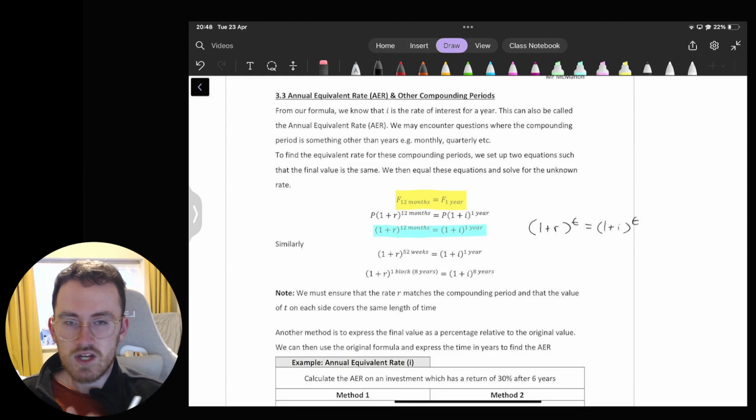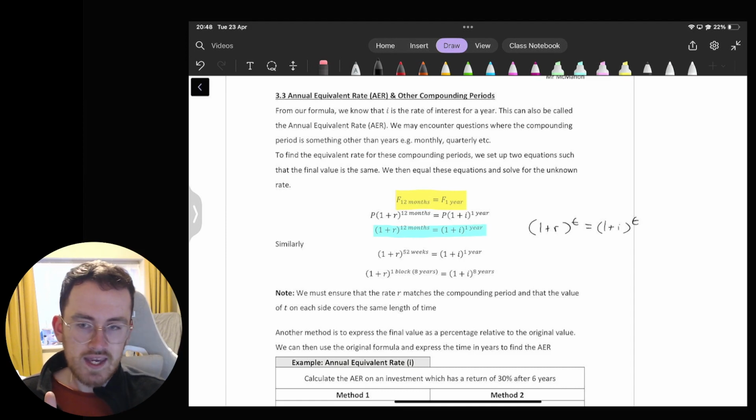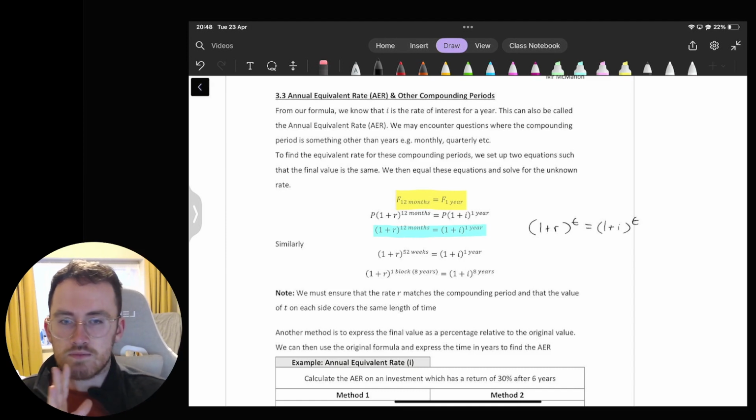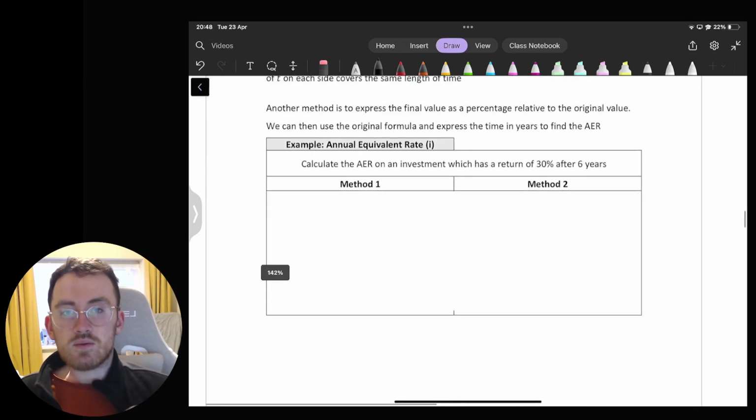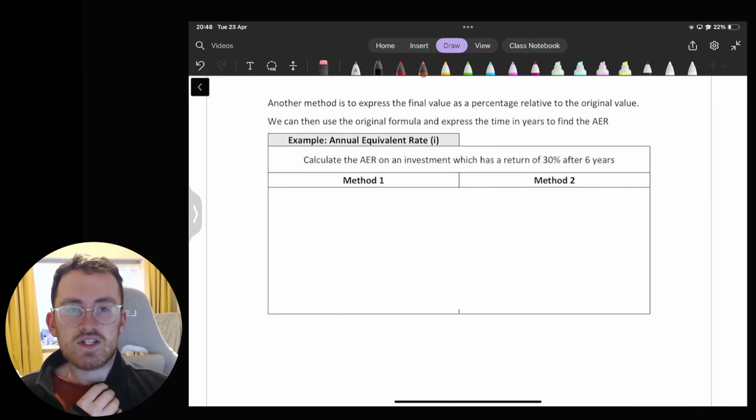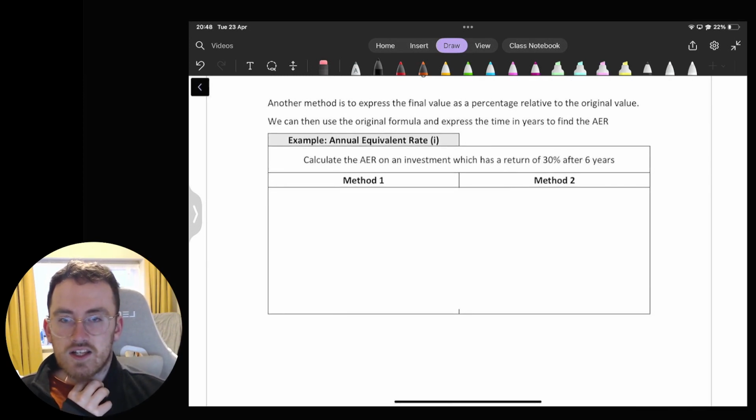You can see here 12 months is 1 year, 52 weeks is 1 year, one block of 8 years matches up with 8 years overall. So we're always matching up the rate with the individual length of time that we have. We have another way as well, which is to express the final value as a percentage relative to the original value and then use my formula. We end up with the same result, or the same method really, either way.